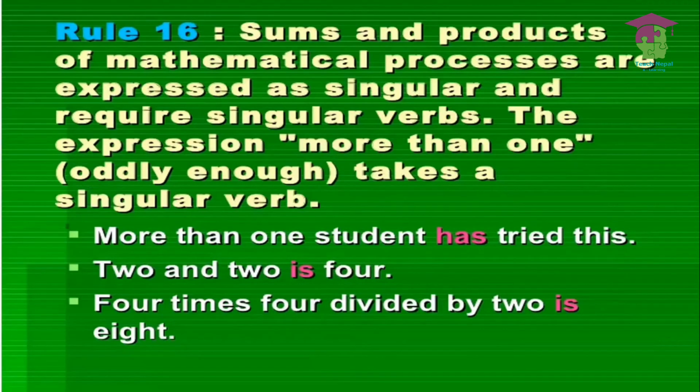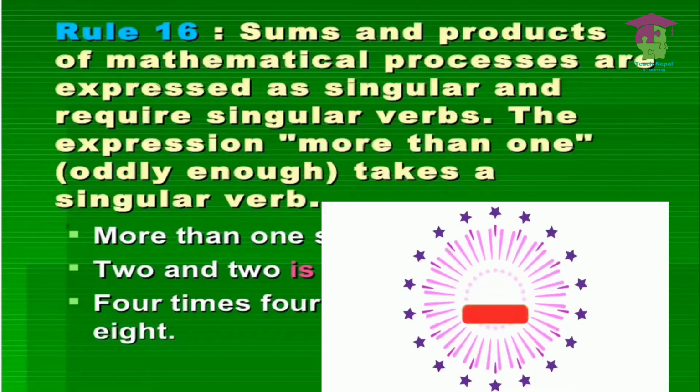Sums and products of mathematical processes are expressed as singular and require singular verbs. The expression "more than one", oddly enough, takes a singular. For example, more than one student has tried. 2 and 2 is 4. 4 times 4 is 16. 4 times 4 divided by 2 is 8. So in this way, with sums and products of mathematical processes, we need to use a singular verb. Is, has, these things are used.